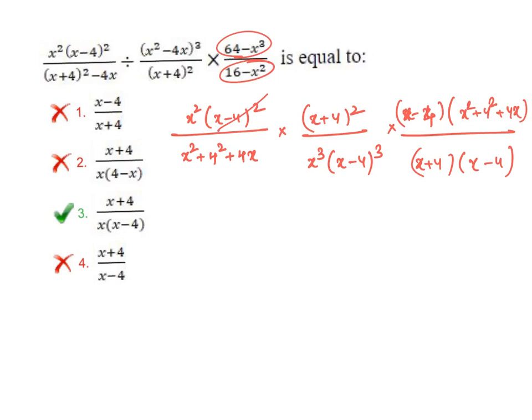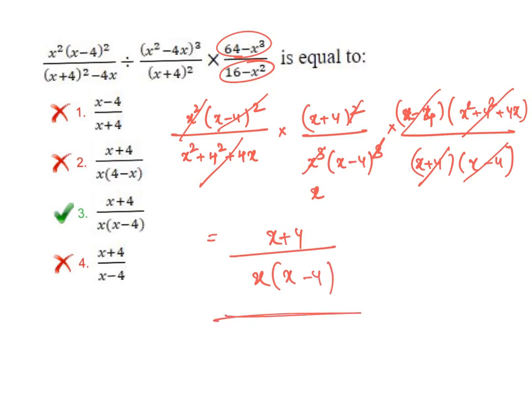You can cancel (x minus 4) whole square, x minus 4, x minus 4, x minus 4, x square plus 4x, and you can cancel this. You have 1 (x plus 4) get cancelled, x square and x cube, only 1 x will be left out. So in the numerator overall you are getting x plus 4. In the denominator you are left with x into (x minus 4). That's simple, just expand it and cancel it.